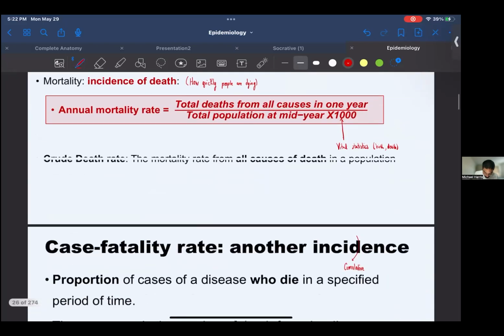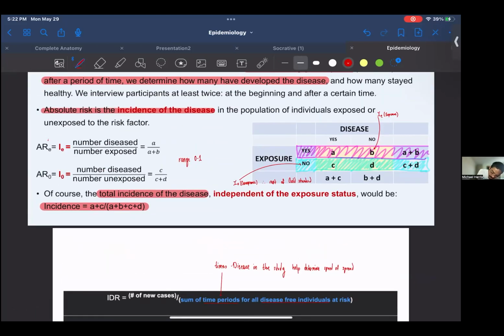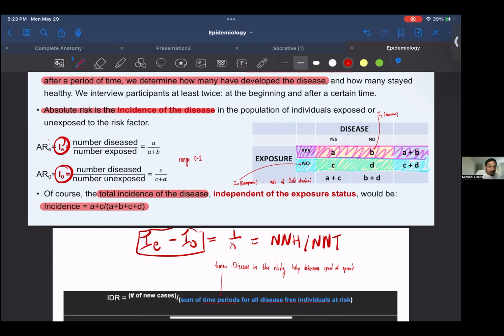Here, let me find it. Here you go. So you take these two incidences, incidence of E minus incidence of O, and then you divide 1 by X, which is what this answer is. That equals your number needed to harm or number needed to treat. Okay?